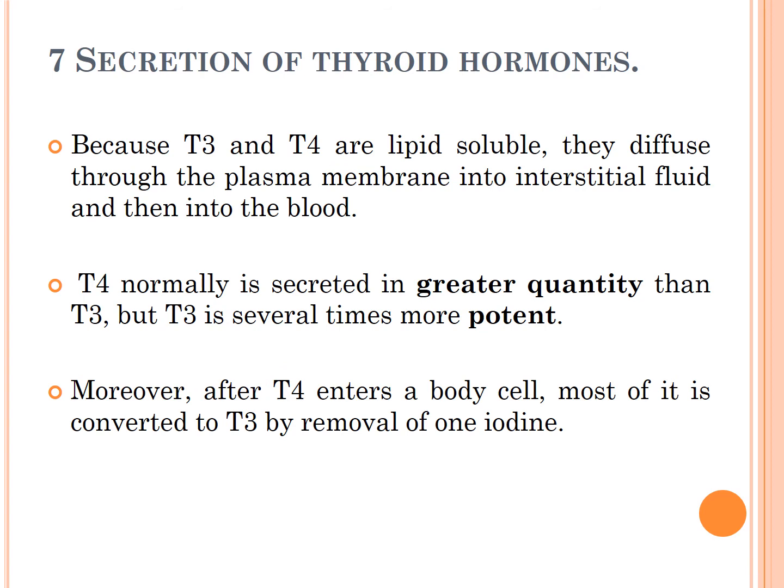Seventh, secretion of thyroid hormones. T3 and T4 are lipid soluble, and due to lipid solubility they diffuse easily through plasma membranes and go into interstitial fluid and then into the blood. T4 is secreted in greater quantity compared to T3, but T3 is more potent compared to T4. But generally, after entering the body, T4 is converted into T3 by removal of one iodine.